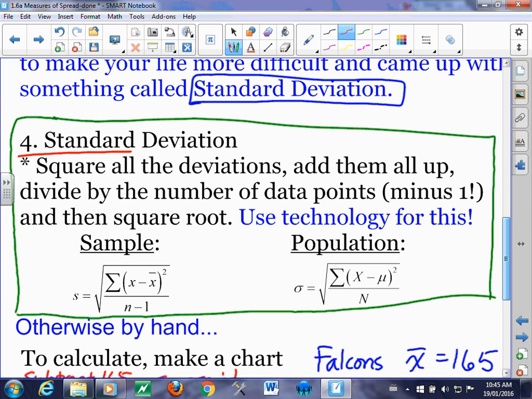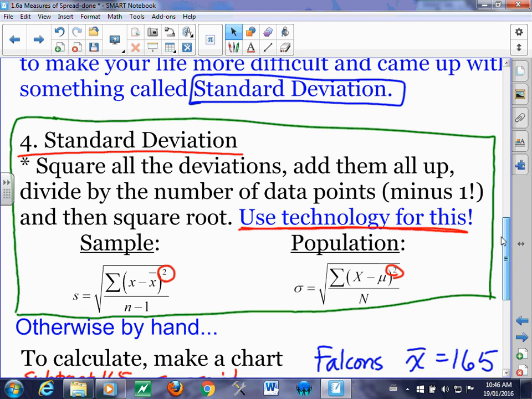Standard deviation is the square root of all deviations. The reason we can take the square root, folks, is that in both of these examples we've squared it. In both those cases, 18 squared and negative 19 squared, they would get to a very similar number because they're squared. And we're going to use technology for this 90% of the time.